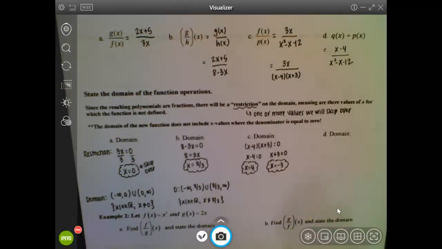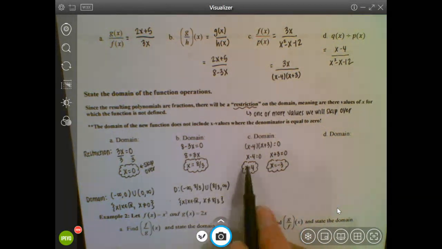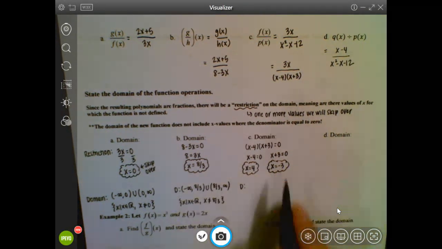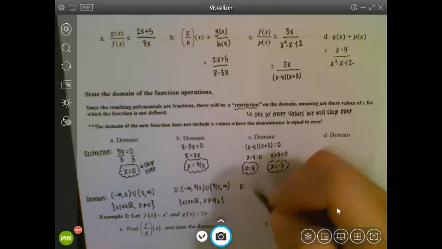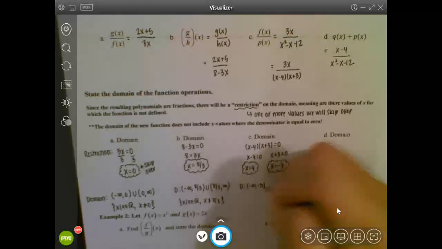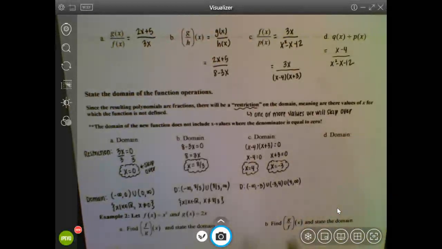And in terms of the domain, when we have two domain restrictions, we always want to write the lesser value first and the higher value second. So my domain is going to be all real numbers except for negative 3 or positive 4. So negative infinity to negative 3, union negative 3 to 4, union 4 to infinity. And that's basically telling me that I'm getting from negative infinity to positive infinity, except I'm skipping over negative 3 and I'm skipping over positive 4.